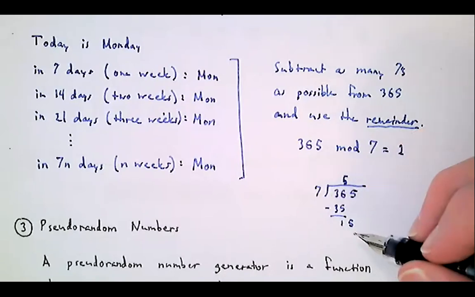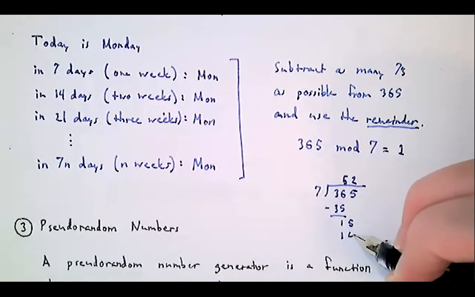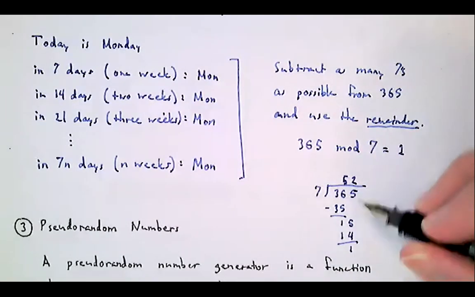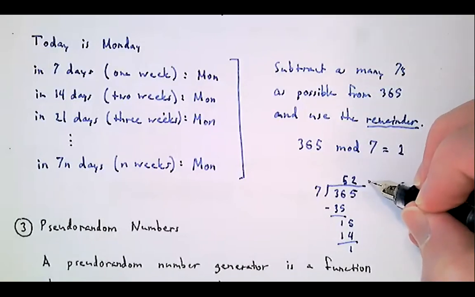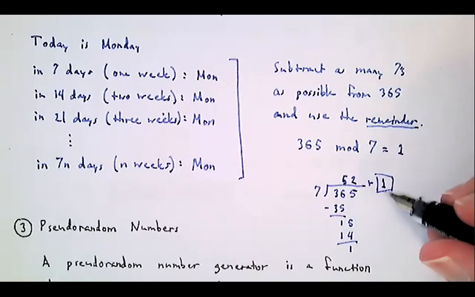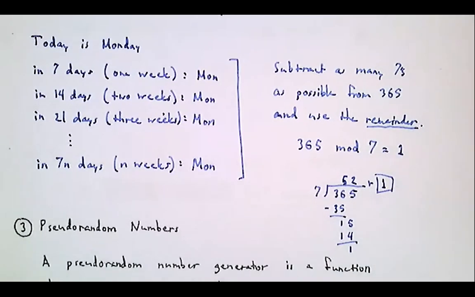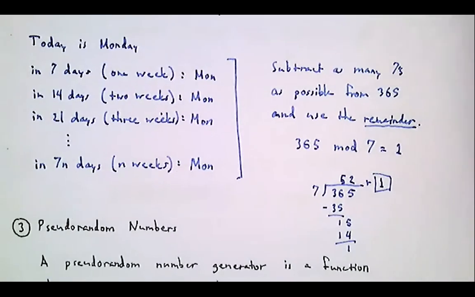How many times does 7 go into 15? 2 times. Whoa, 52 weeks. Yeah, exactly. There's about 52 weeks in a year. So that's where that 52 comes from. And then here's the remainder. 1 left over. Good. So if you go 365 days in the future, you'll only advance 1 day of the week. So today's a Monday. In 365 days, it'll be a Tuesday.